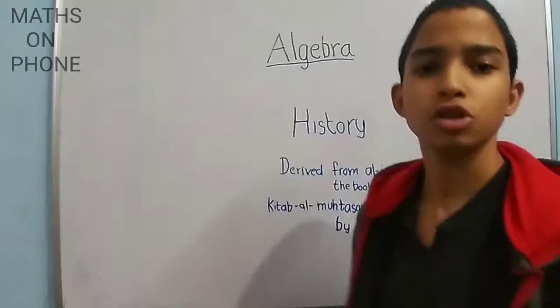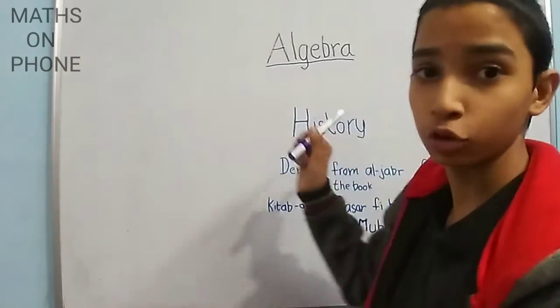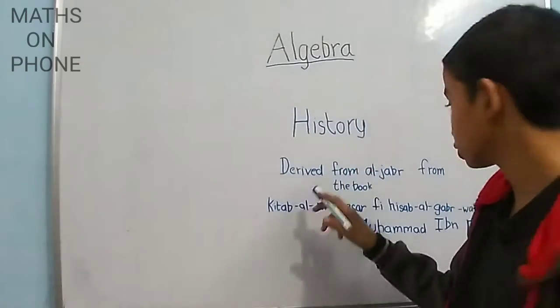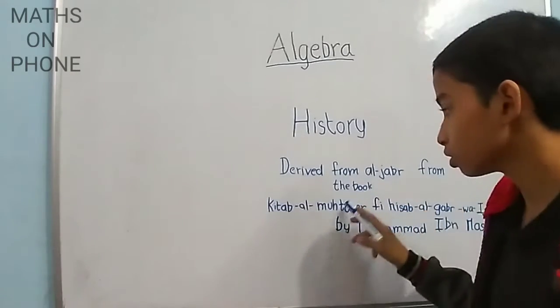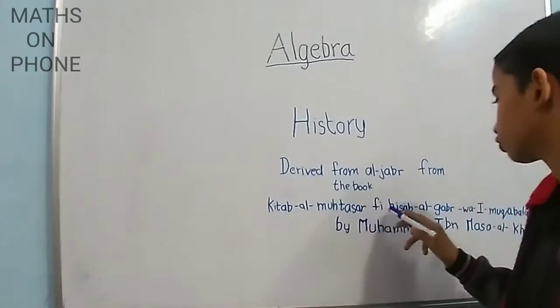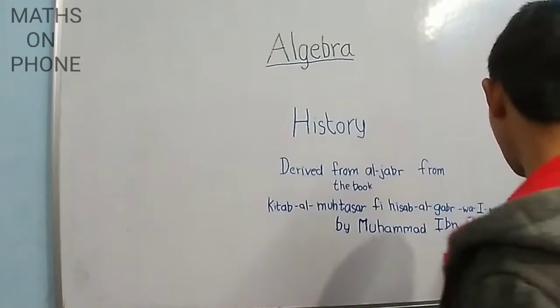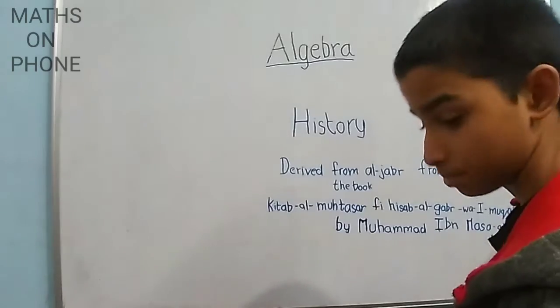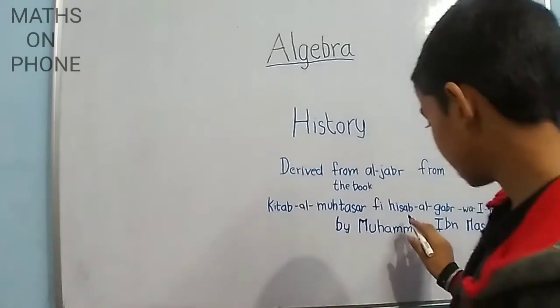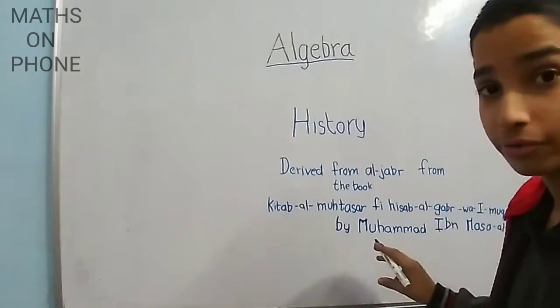Nothing like that. So friends, its history dates back to the year 830. It is derived from the word Algebra, from the book Kitab al-Mustahar fi Hisab al-Jabr wa-l-Muqabala by Muhammad ibn Musa al-Khwarizmi. This book can be translated as the Compendious Book of Calculations.